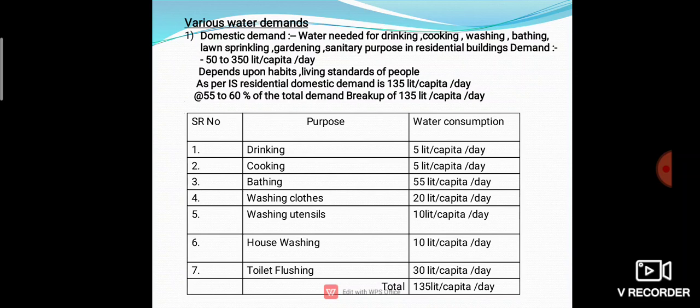Following is the breakup of 135 liter per capita per day, with some purposes and water consumption rates. Drinking requires 5 liter per capita per day, cooking 5 liter, bathing 55 liter, washing clothes 20 liter, washing utensils 10 liter, house washing 10 liter, then toilet flushing, or sanitary, 30 liter. If we sum all of these, we get the total quantity of 135 liter per capita per day.